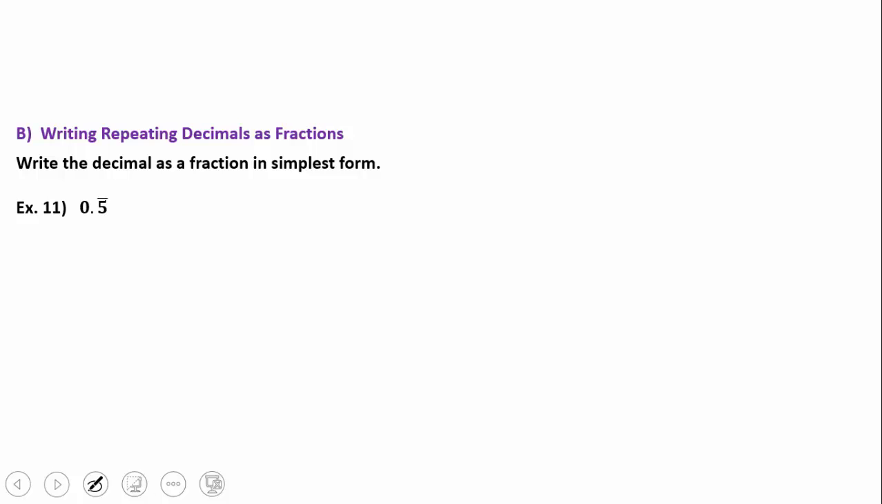So the first one, writing the repeating decimal as a fraction in simplest form, 0.5 repeating. So step one, what do we need to do? Write that equation, x equals 0.5 repeating. Now I put the repeating bar on there because I've got to know that I might need another decimal of 0.5. I need to use those. Step two, we're going to multiply the whole darn thing by 10. Why? Because there's one repeating decimal, so we're going to use 10 to the 1, which is 10.